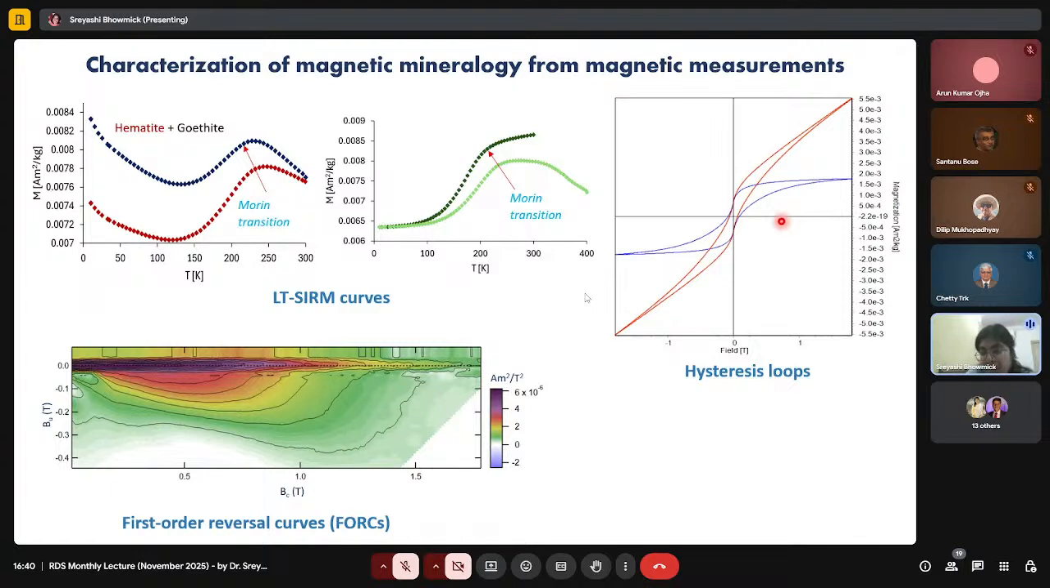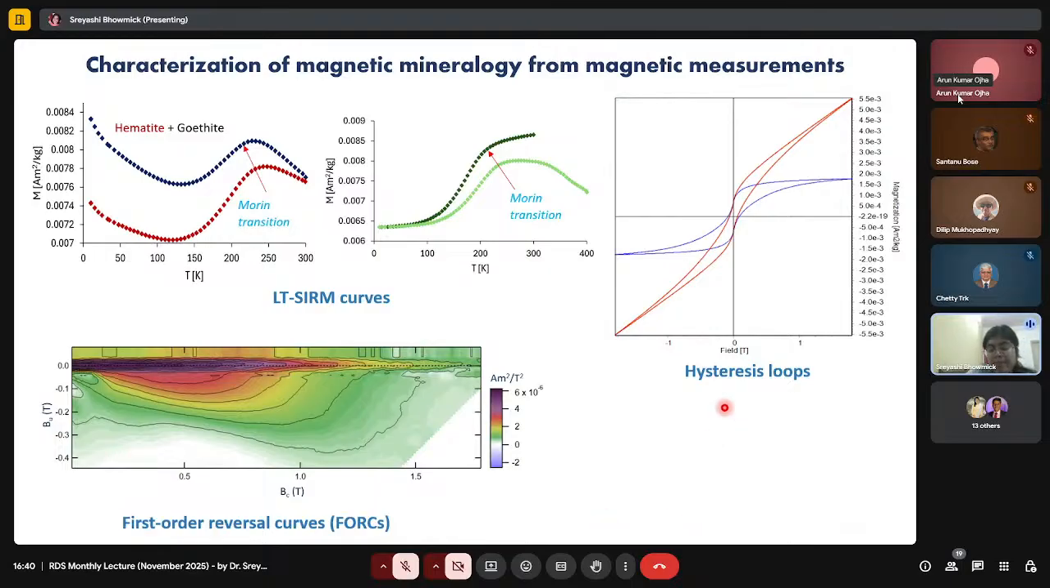Now, the field here is ramped, and this is called the zero order loop. So the field is ramped multiple number of times. So first a positive field and then a negative field, and a segment of this hysteresis loop is measured separately, which is known as the first order reversal curve. Now this first order reversal curve helps us to see the distribution of coercivity, which is the property by which the magnetic material can resist the change in the magnetic field. So this basically shows the distribution of the coercivity with respect to the interacting fields.